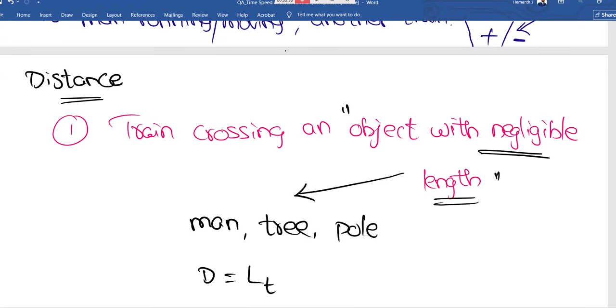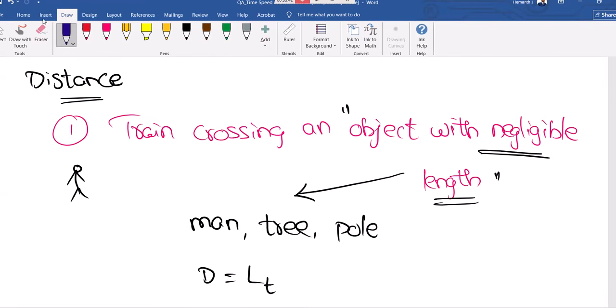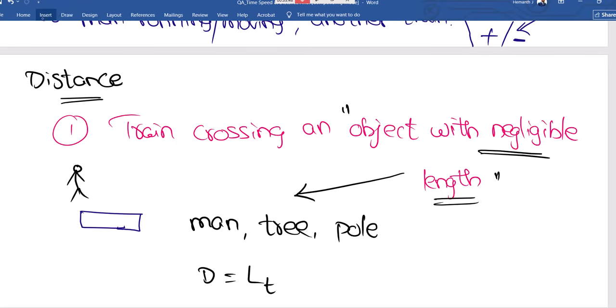Let's say the pole is here, or tree is here, or man is here. In general, when the question says train crossing a pole or a man, by default the train is exactly here. Now the train should cross this person. There are some special cases. The man will be somewhere, the train will be somewhere, 1 kilometer away. Now the train should cross, which means 1 kilometer plus train length will come. If there is some distance between the man and the train, then that distance plus train length comes into the picture.